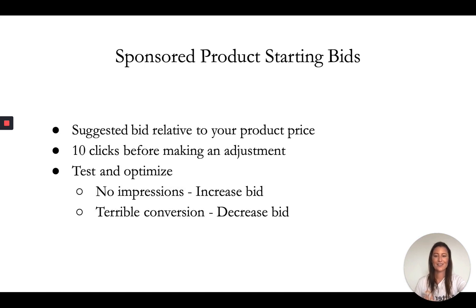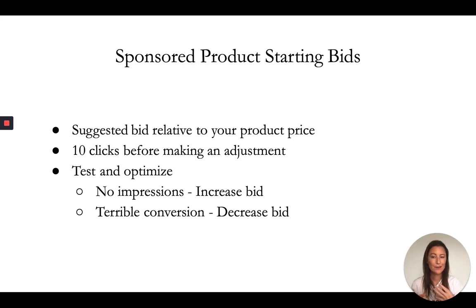All right, so I typically just look at what the Amazon suggested bid is. That's gonna tell me how competitive a space is. And then we're gonna look at that suggested bid relative to your product price. Let's say I'm selling a soccer ball. Let's say that soccer ball is $20.